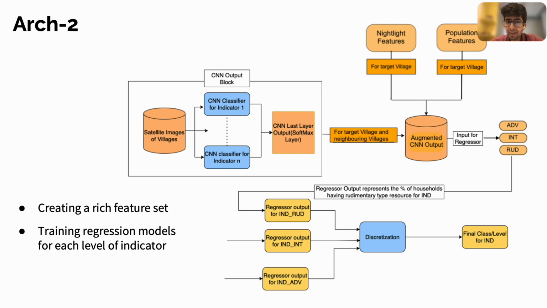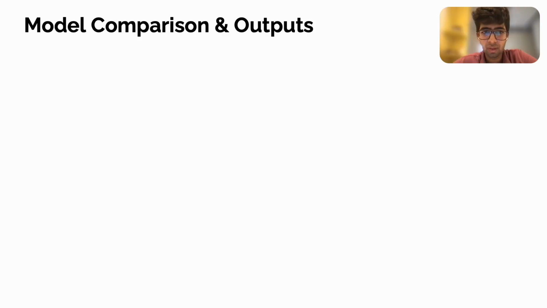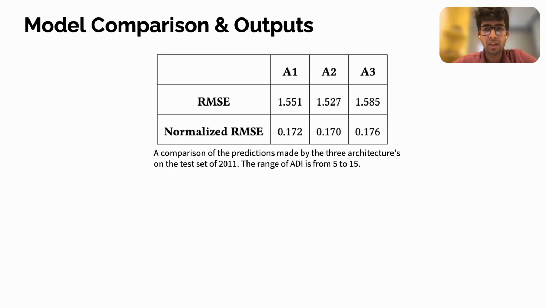We also train a third architecture that uses the exact same pipeline, just the CNN in the first stage is used to produce a continued value output of percentage of household instead of categorical outputs. We now compare the performance of the three architectures. This table shows the root mean squared error and its normalized values for architecture 1, 2, and 3. Architecture 2 seems to be performing the best, and the approximate error in all three models is around 10%.